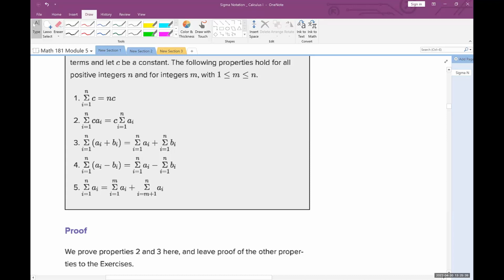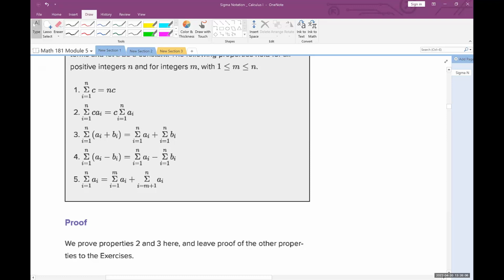And if you have the sum of the difference, again, that's the difference of the sums. And then the last one, you can split it up. Notice it goes from 1 to n, and say m is between them, in the earlier conditions. You can go 1 to m of a_i plus the sum of m plus 1 to n of a_i. That equals the whole thing. So you can break it down if you have to, and I think we may do that at some point. So those are some properties that we can use.